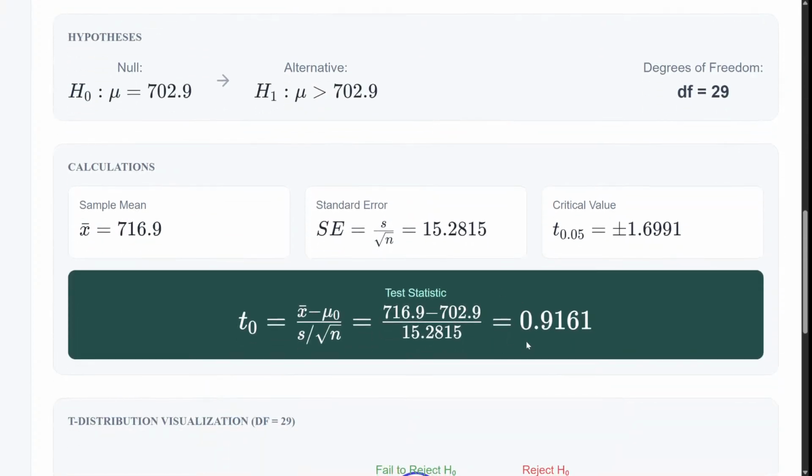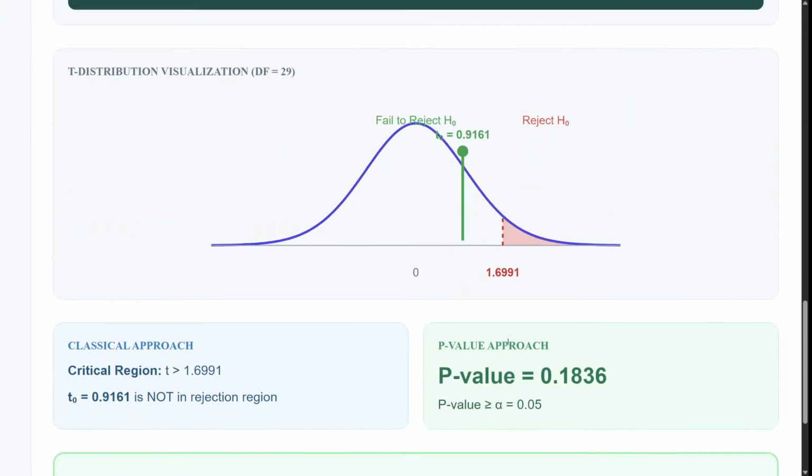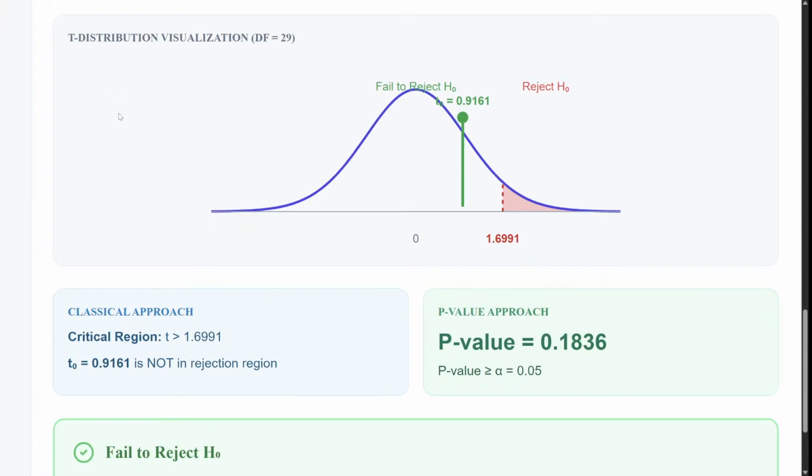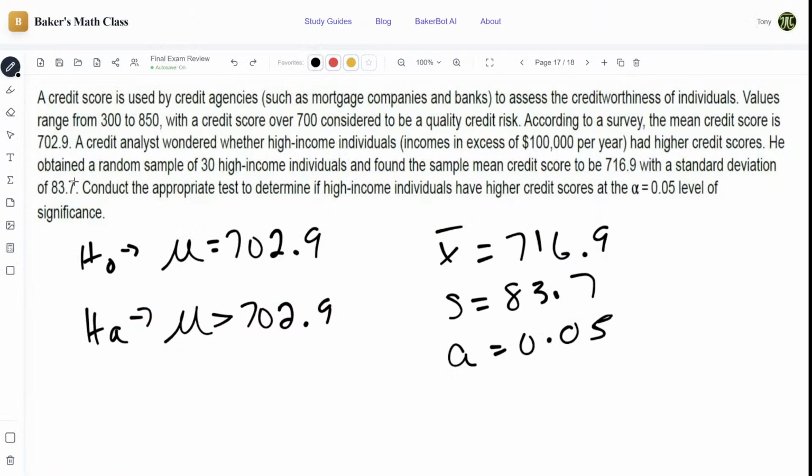My test statistic is 0.9161, which means it falls into that area there. My p-value is 0.1836, so I'm failing to reject. So there's insufficient evidence to say that high-income individuals have a higher mean credit score. That's your final.